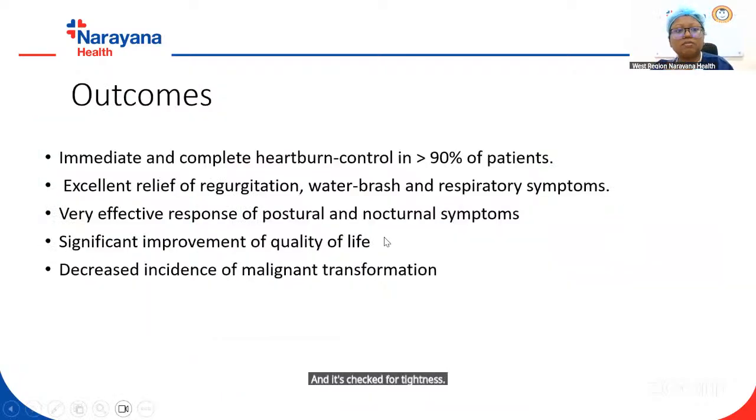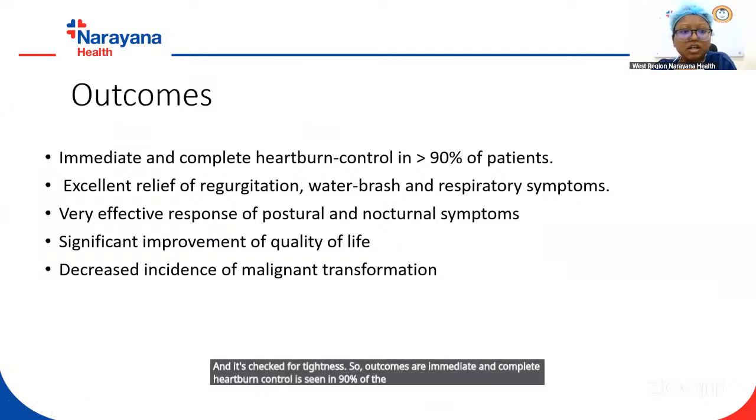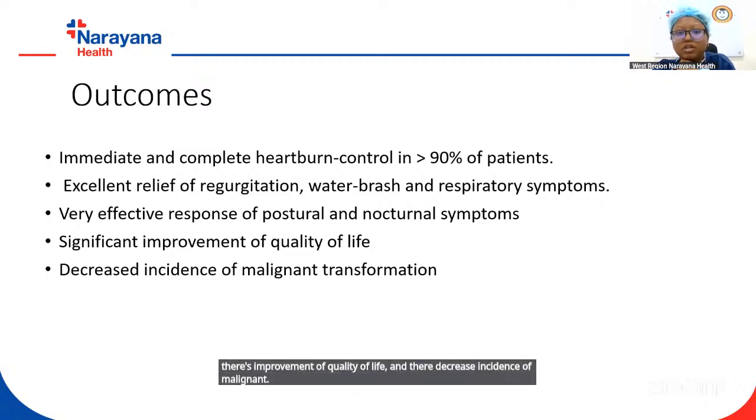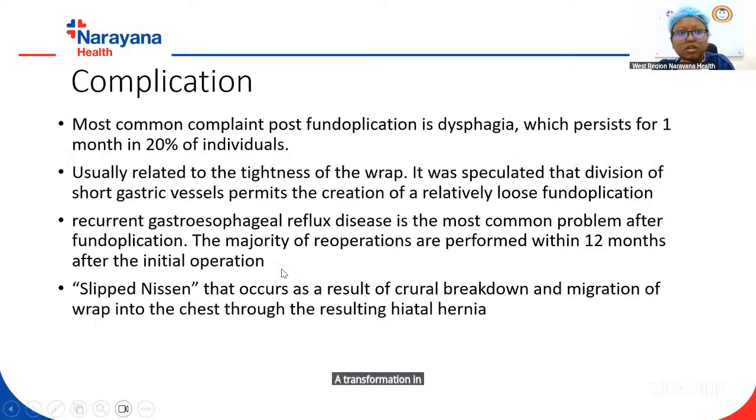So outcomes are immediate and complete heartburn control is seen in 90% of the patients. It provides excellent relief of regurgitation and respiratory symptoms. There is a very effective response of postural and nocturnal symptoms. There is improvement of quality of life, and there is decreased incidence of malignant transformation in the long term.